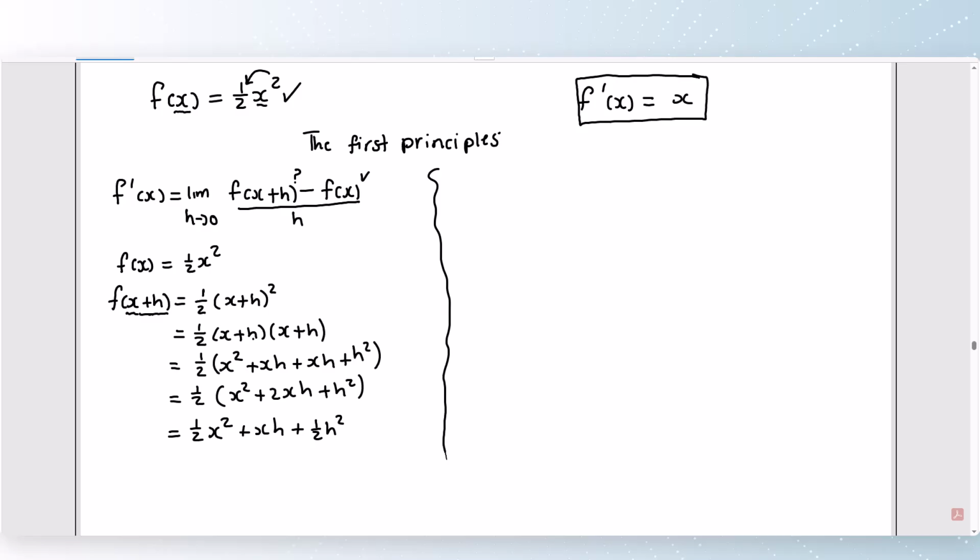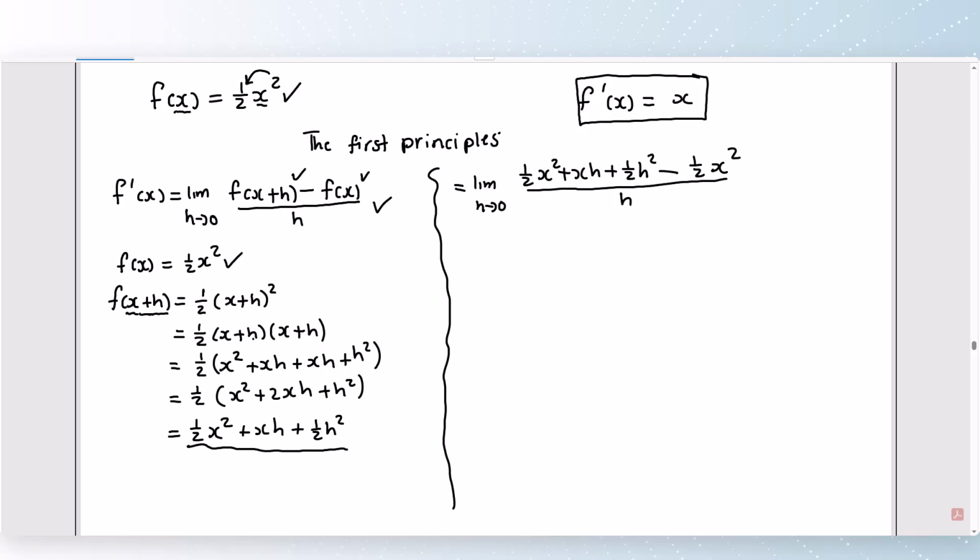It looks good. Now we go back to the formula of the first principles, because now we have everything. Now we have f of x plus h. Let's substitute. Limit as h tends to 0, f of x plus h, we know we can substitute that: half x squared plus xh plus half h squared. Now we come to the minus f of x. F of x we know is half x squared, over h.